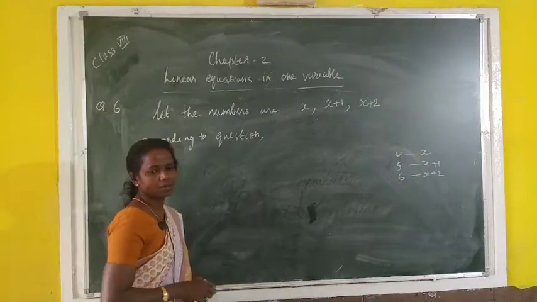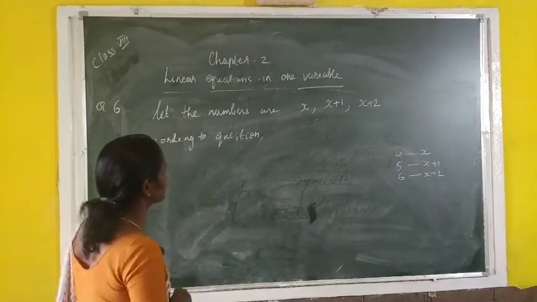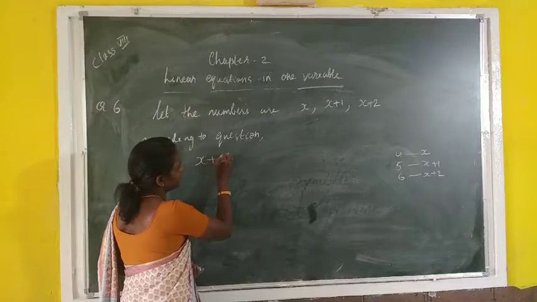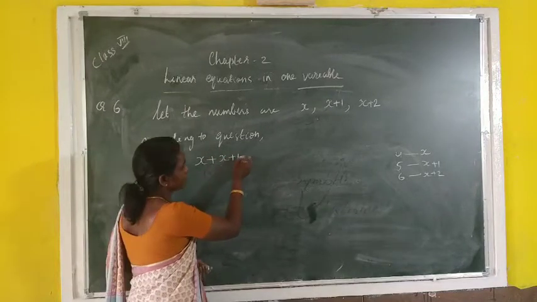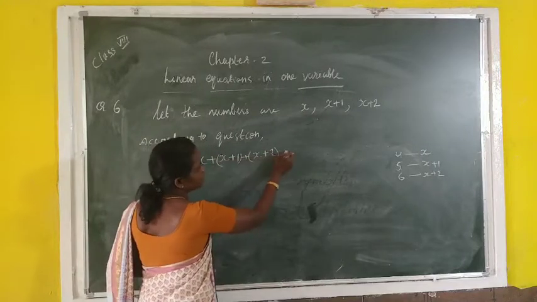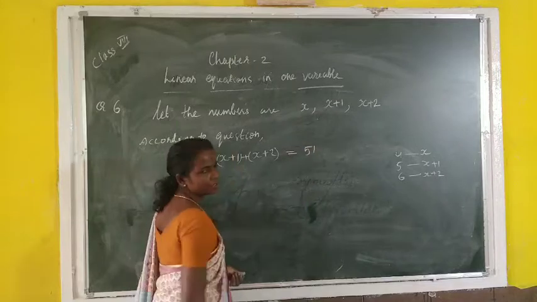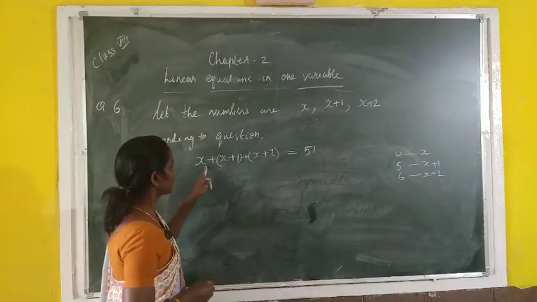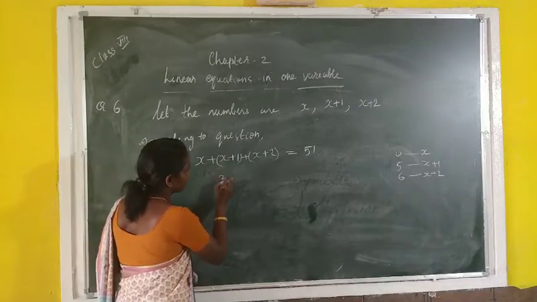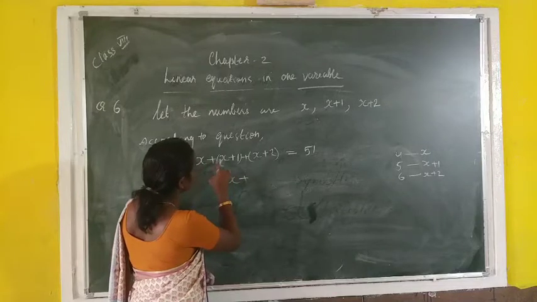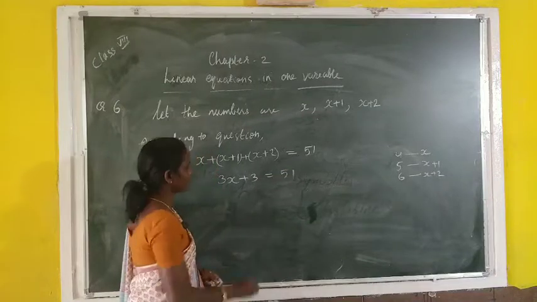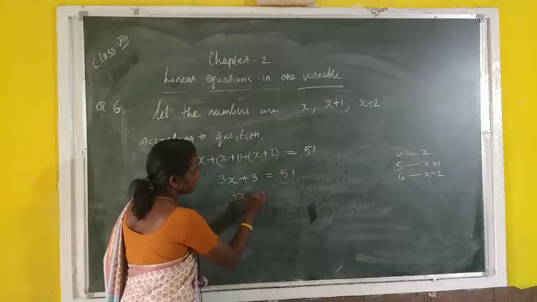then form the equation. How to write its equation? Sum: x plus 1, second number, then third number x plus 2, is equal to which number? 51. Then these x variables we can add here. How many x here? 3x. 3x plus how many numbers? 1 plus 2 is 3, is equal to which number? 51. So 3x plus 3 is equal to 51.